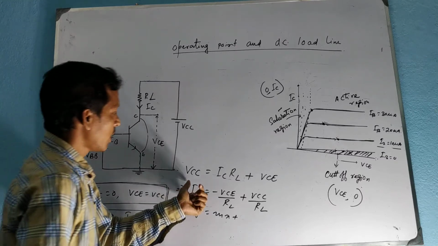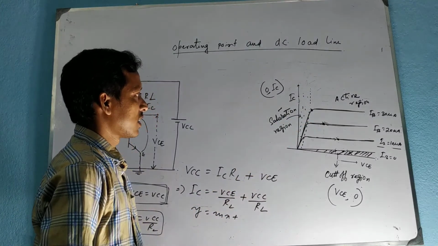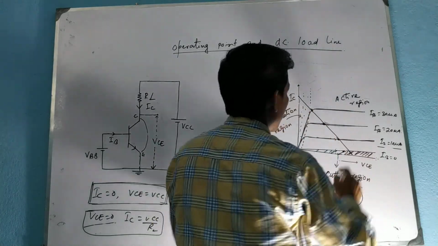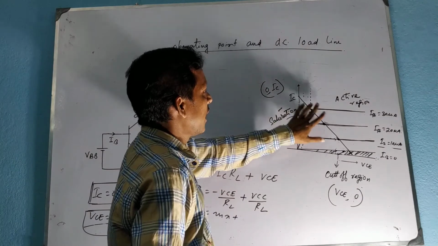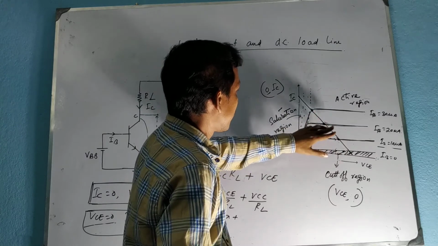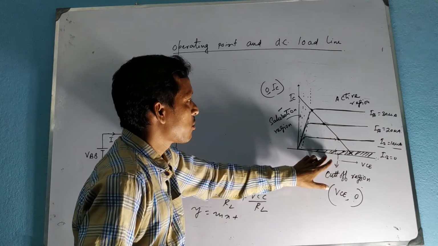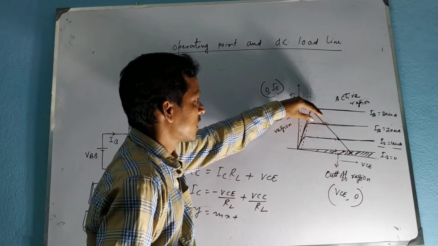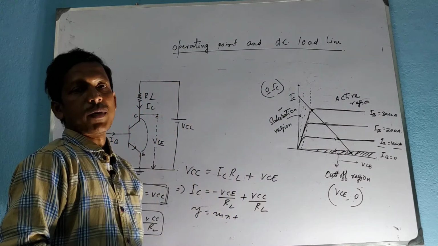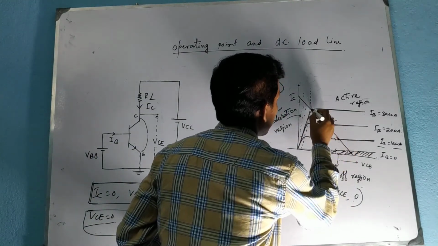So, if we superimpose the straight line on the output characteristic, then we will get something like this. This is the DC load line and this is the static output characteristic, and these are the intersecting points. The coordinates of the intersecting point give the value of the collector current and the collector to emitter voltage, the output voltage. So the intersecting point of the DC load line and the output characteristic gives the operating point. So this is the operating point. This is another operating point. This is another operating point.